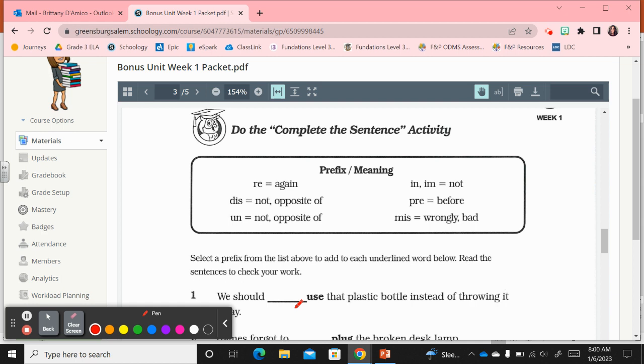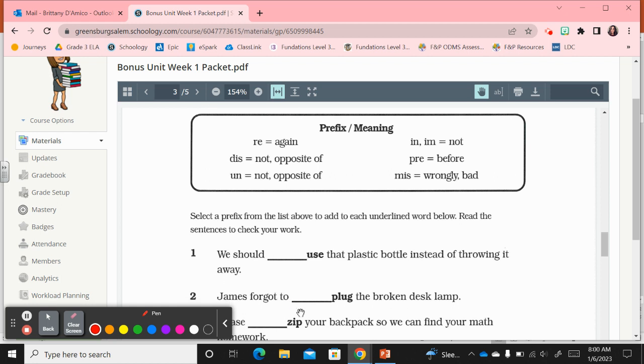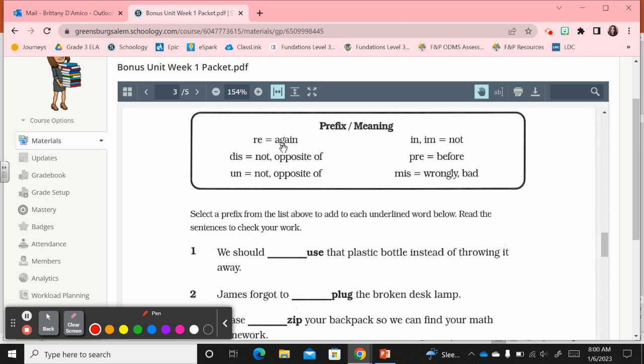Okay, now let's look at the second page. It says, complete the sentence activity. This time you have prefixes, but they give you the meaning of those common prefixes. So re means to do something again. Dis means not or the opposite of, and so does un. Notice dis and un have the same meanings as prefixes. In and im are both prefixes that mean not, kind of like dis and un, right? Pre means before, and miss means wrongly or bad.